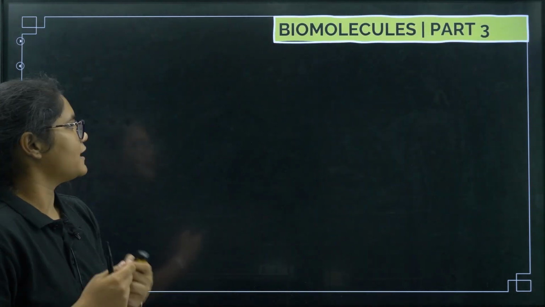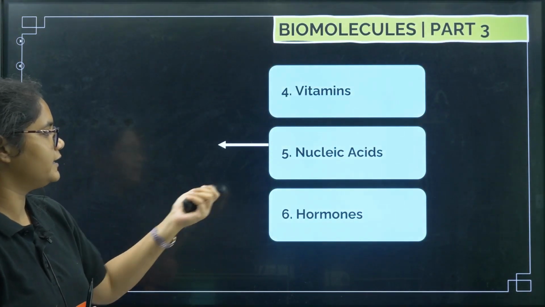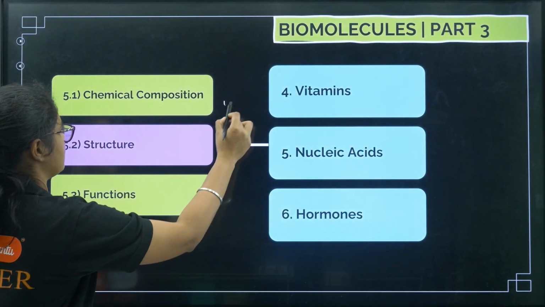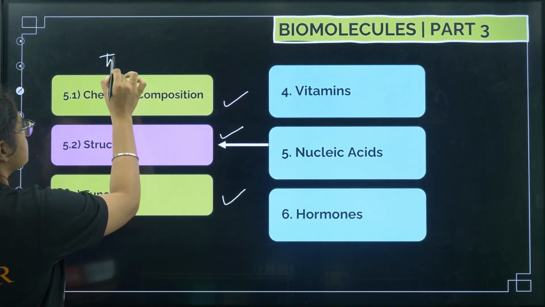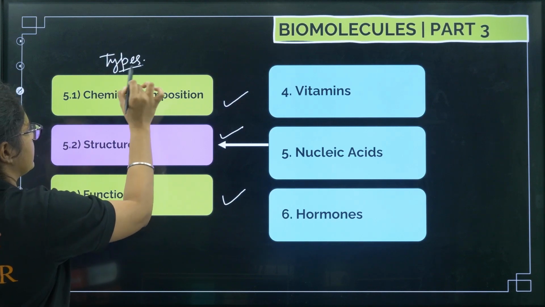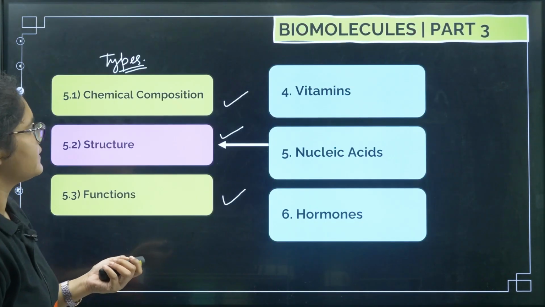Okay, fine. Now coming to part 3, vitamins, nucleic acids and hormones. In nucleic acids we are going to discuss chemical composition, structure and functions. Okay, before that we'll also discuss briefly about the types of nucleic acid. Okay, now coming to the first thing, that is vitamins.